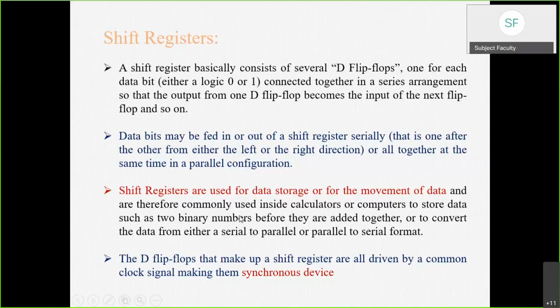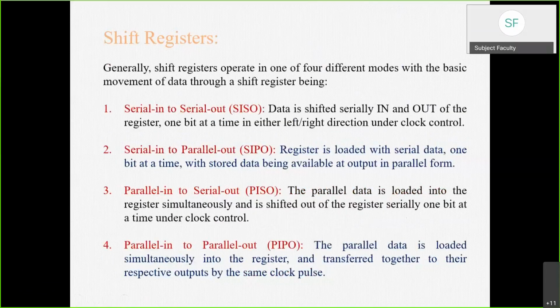Then next, these are the types of shift register: SISO, SIPO, PISO, and PIPO. Depending on whether your input and output are given in the serial fashion or in the parallel fashion, this classification has been done. So what will be in SISO, that is serial in, serial out? The data which you are giving to the shift register will be given serially. What do you mean by serially? It will be given one after the other.